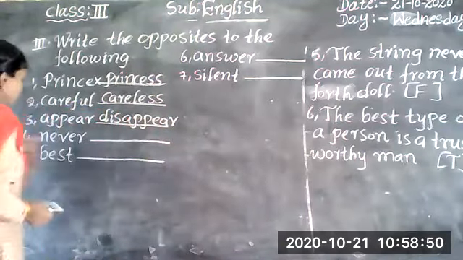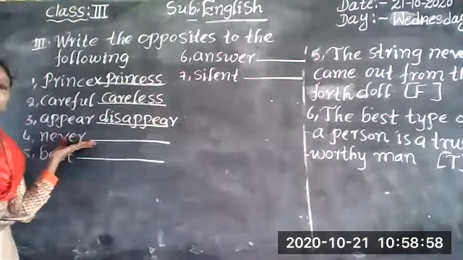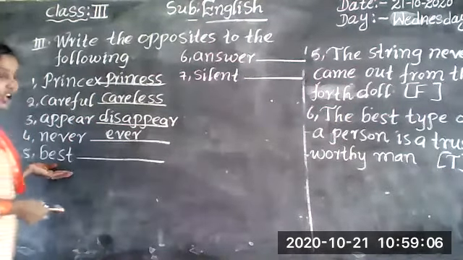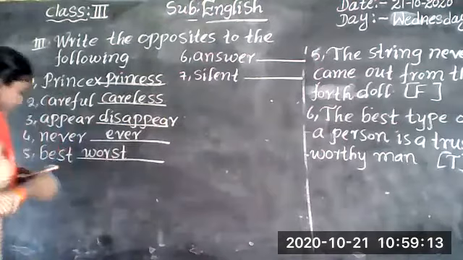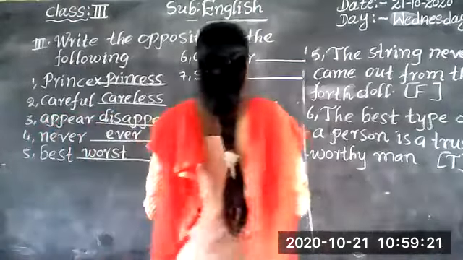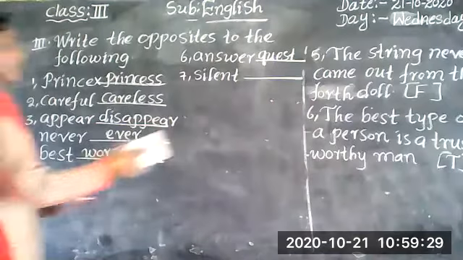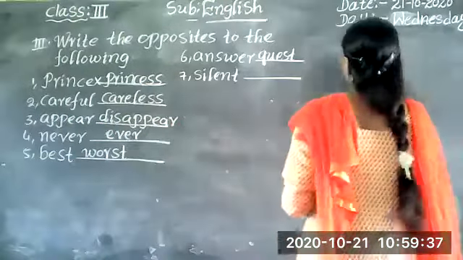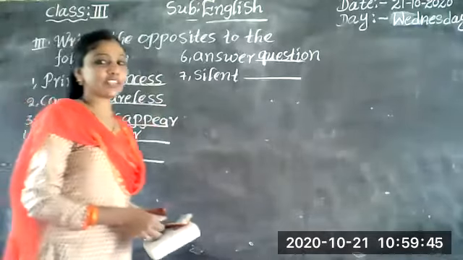Never. Never means it will not happen in the future also. So what is the opposite of never? Ever. Ever means always. Best, the opposite is worst. Next, answer. What is the opposite of answer? Question. Silent, the opposite is noisy.